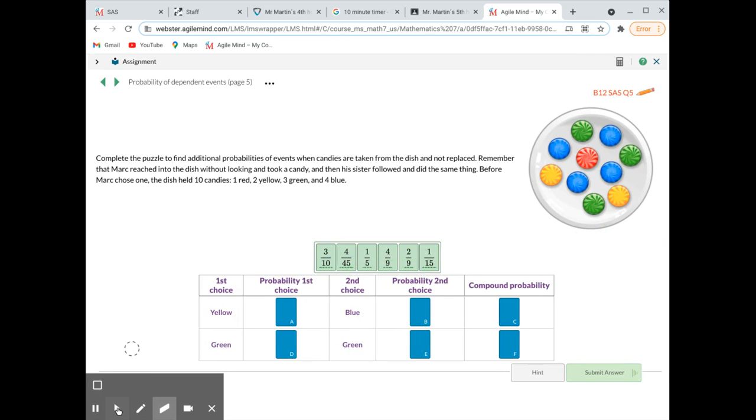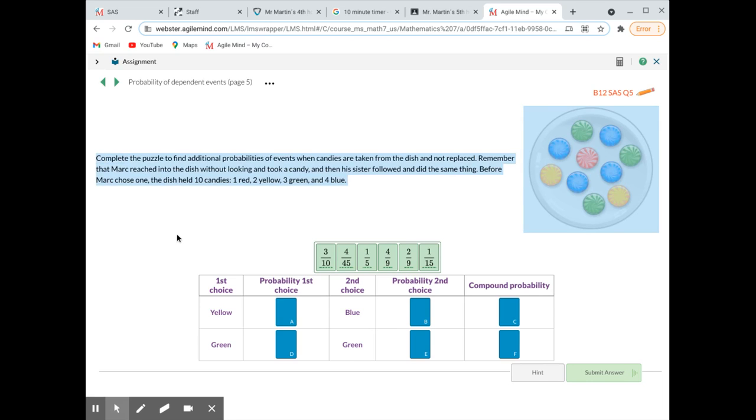All right, take a look at this one. Akira, I want you to read this for us, please. Complete the puzzle to find additional probabilities of events when candies are taken from the dish and not replaced. Remember that Mark reached into the dish without looking and took a candy, and then his sister followed and did the same thing before Mark chose one. The dish held 10 candies: 1 red, 2 yellow, 3 green, and 4 blue.